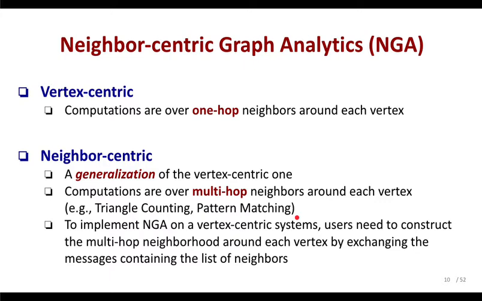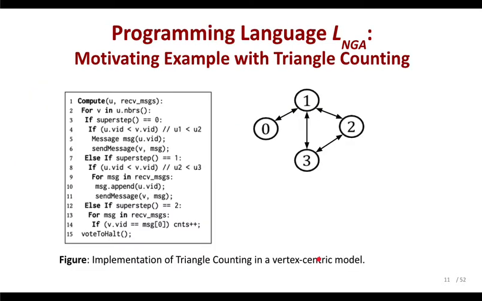To implement NGA on vertex-centric systems, users need to construct a multi-hop neighborhood by themselves around each vertex by exchanging the messages containing the list of neighbors, and which is not intuitive for programming NGA. Next, I will motivate our programming language NGA with triangle counting as an example. The left figure shows its implementation in a vertex-centric model using message passing. Let me explain how it finds a triangle of vertices 1, 2, 3 on the graph at the right side.